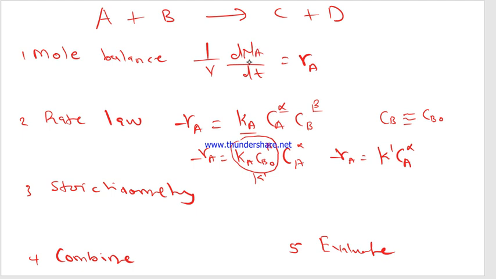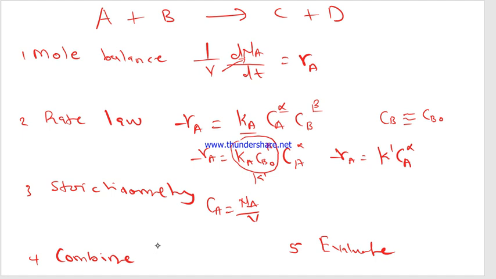Mole is not easily measurable, but we know concentration is easily measurable. So we can find Ca is equal to Na over V. That means if we put this V here under Na, we can put it as Ca. So Na over V will become our C. So now let's combine.